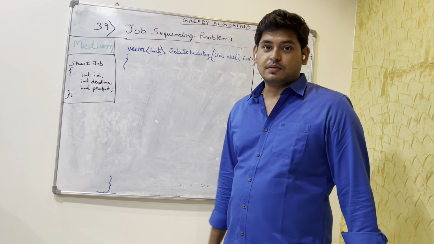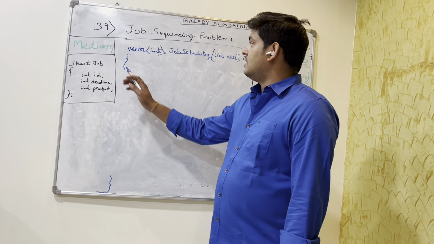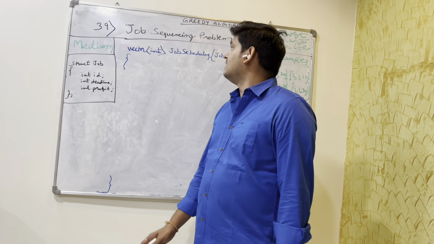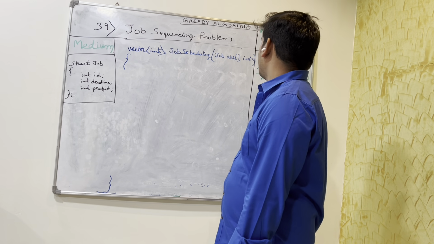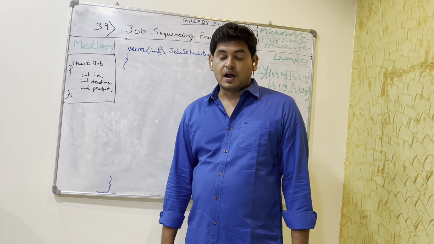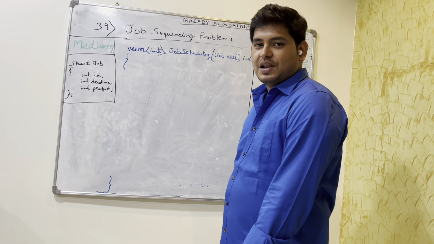Today we are going to solve the 39th question of the problem solving series, which is based on greedy algorithm. The difficulty level for this question is medium, and this question has been asked in Microsoft, Flipkart, Accolite, and many other companies. So let's discuss.